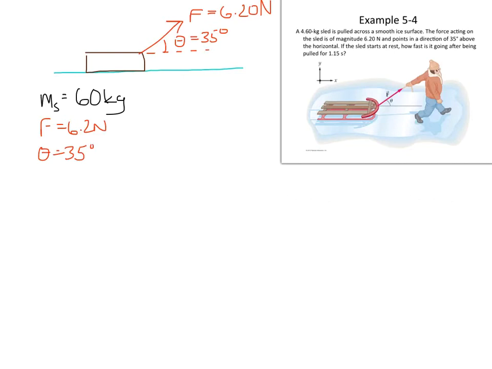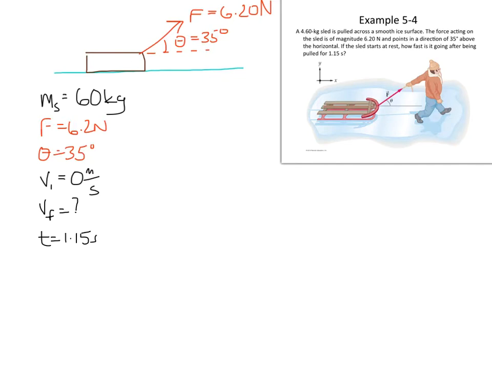I'll write everything else in black here. The initial velocity is 0 meters per second. What is it asking us for? It's asking us for how fast it is going after a certain amount of time. So that's the final velocity. Final velocity equals our big question mark right there. And the last thing that we're told is the time. The time is 1.15 seconds.